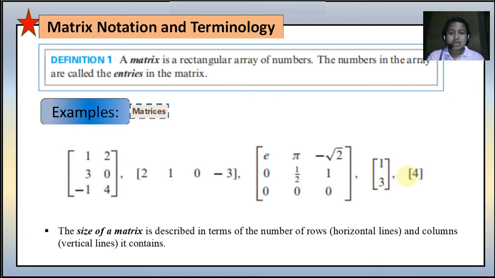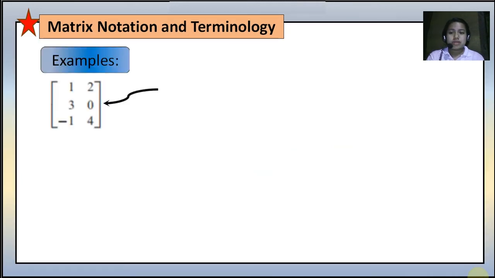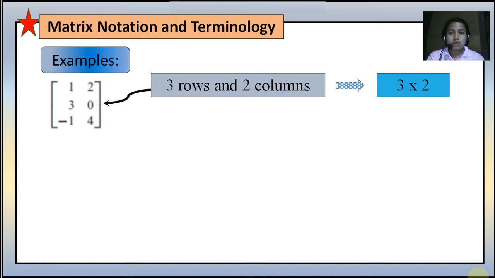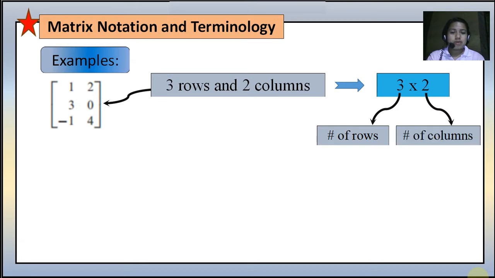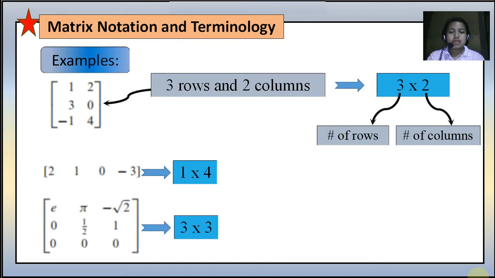Now the size of a matrix is described in terms of the number of rows, or the horizontal lines, and columns, or the vertical lines, it contains. So from our examples, we have here 3 rows and 2 columns, so it is a 3 rows and 2 columns matrix. It is denoted by 3 by 2. It is called a 3 by 2 matrix since 3 here is our number of rows and 2 is the number of columns. We also have a 1 by 4 since there is only 1 row and 4 columns. We also have a 3 by 3 matrix. There are 3 rows and at the same time 3 columns.